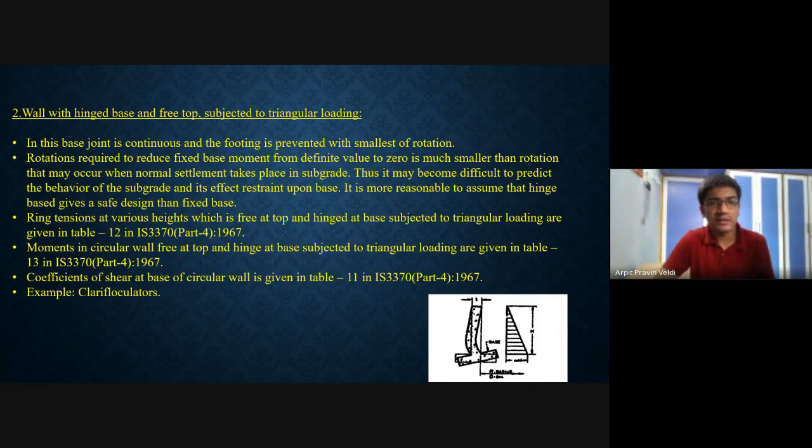The ring tensions at various heights, which are free at top and hinge at base, are given in table number 12, and moment in circular wall are given in table number 13, and the coefficient of shear at base of circular wall is given in table number 11.